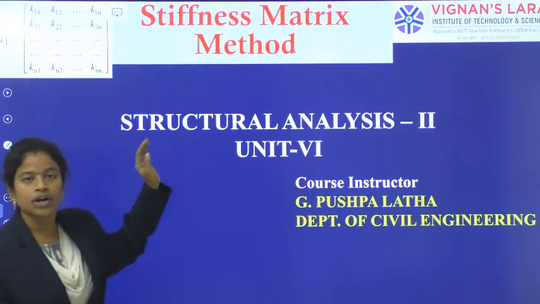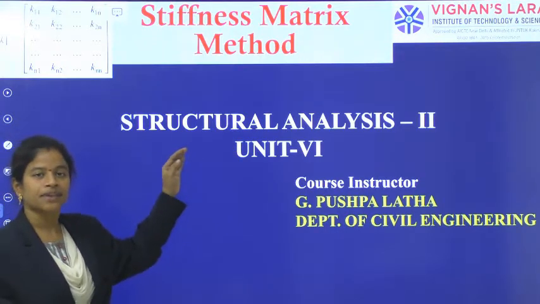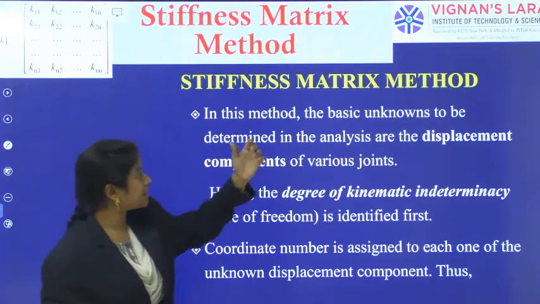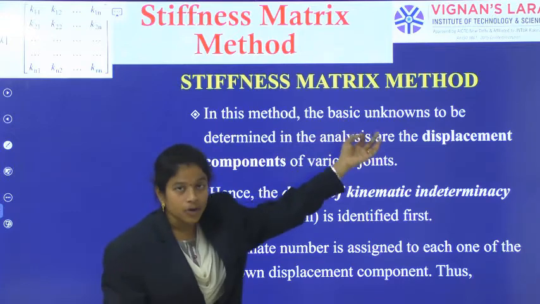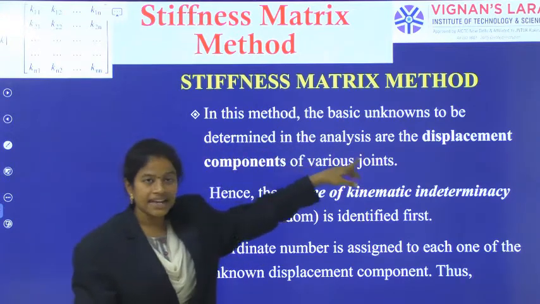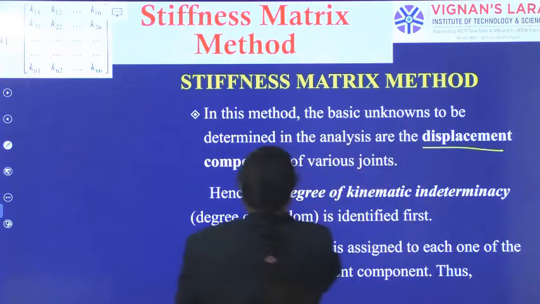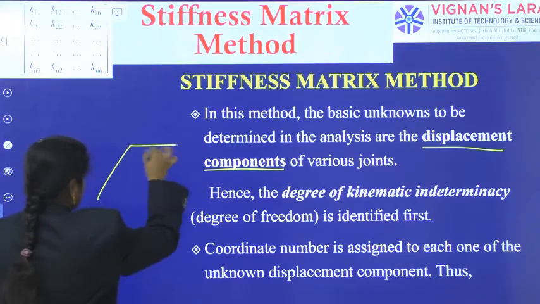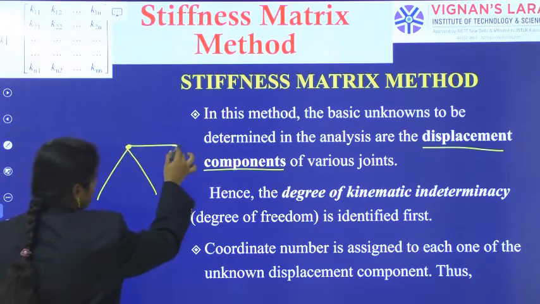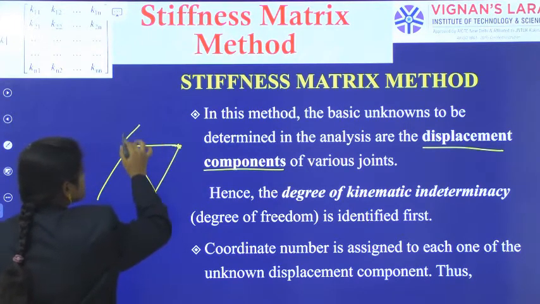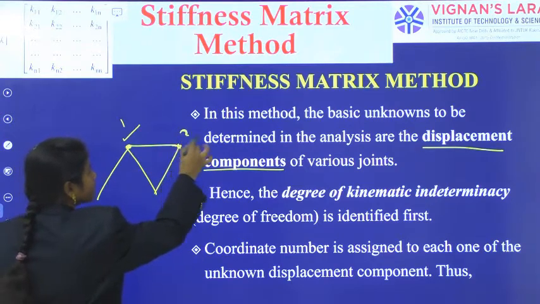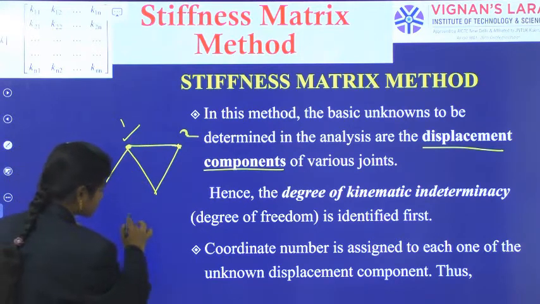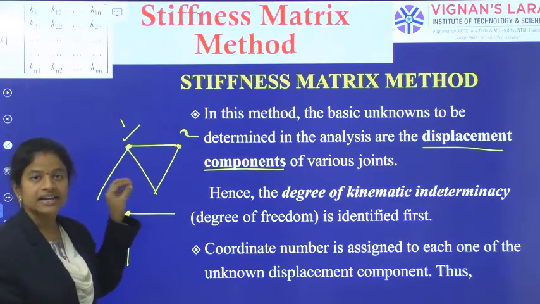Firstly, we will see what the stiffness matrix method is and what other names it has. In this method, the basic unknowns to be determined in the analysis are the displacement components of the various joints. When you observe a truss member or a point, what is the displacement of this position, what is the displacement of that position, or what is the rotation at the fixed end? Everything will be calculated. These are the displacement coordinates.